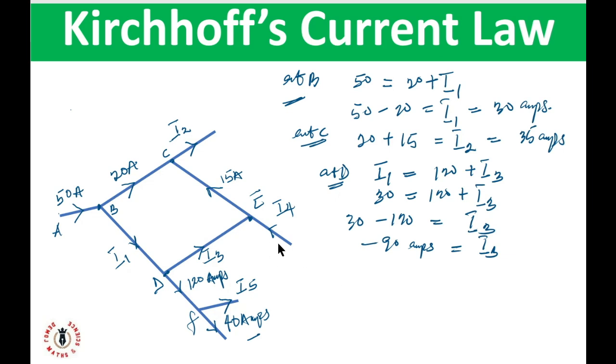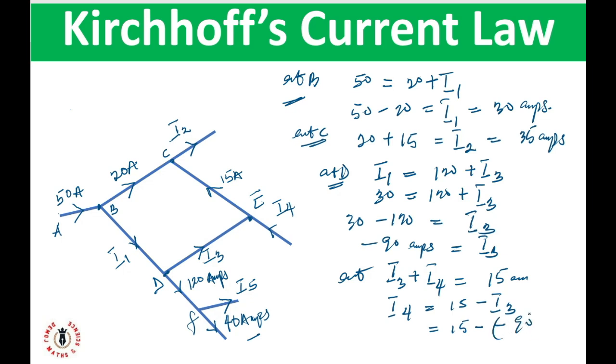Now we can move to node E. At node E, we have I3 coming into the node. We have I4 coming into the node. So I can sum both of them together to be equal to 15 amps. 15 amps is leaving that node. So I4 now, obviously, will be the same thing as 15 amps minus I3. I have I3 to be equal to minus 90. So this will be 15 minus 90. 15 minus minus 90, that's 15 plus 90, which is equal to 105 amps.